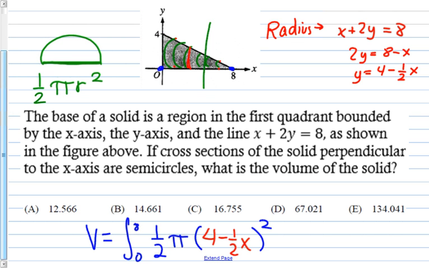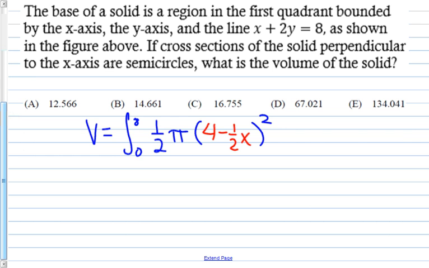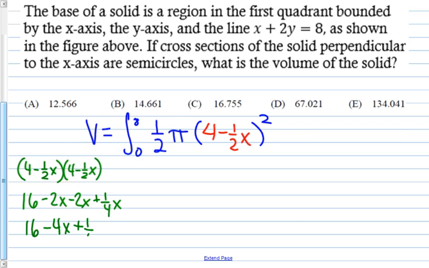Okay, you are going to go ahead and square that, make it look a little friendlier. And squaring it obviously is going to require foiling, right? So I'll do that over here in the little corner. 4 minus 1 half x times 4 minus 1 half x. So 4 times 4 is 16. 4 times negative 1 half x is negative 2x. Negative 1 half x times 4 is another negative 2x. And negative 1 half x times negative 1 half x is a positive 1/4 x squared. So 16 minus 4x plus 1/4 x squared.